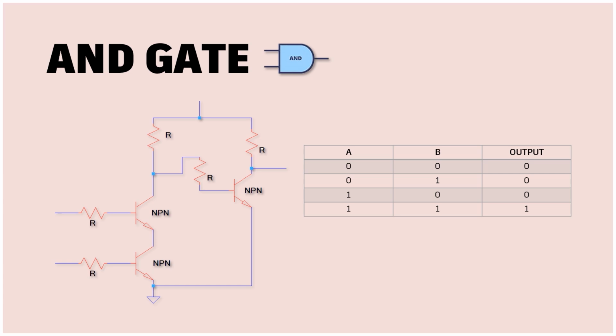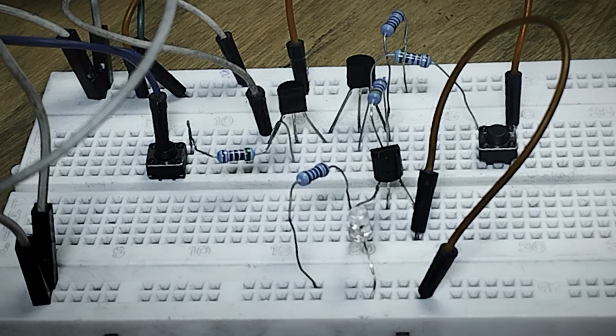So we see when A has 0 signal and B has 0 signal, our output is 0. When we have 0 at A and 1 at B, our output is 0. When we have 1 at A and 0 at B, our output is 0. But when we have 1 at A and 1 at B, we see we have our output to be 1. Now this is a proper AND gate circuit. So this is the AND gate.